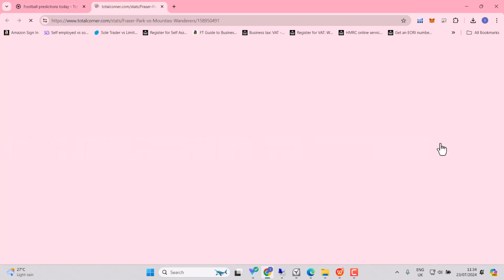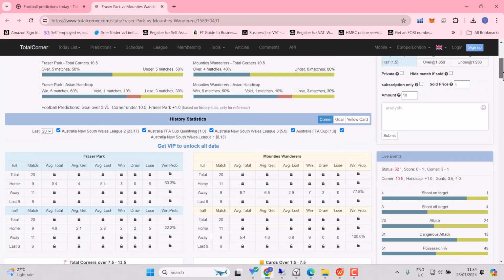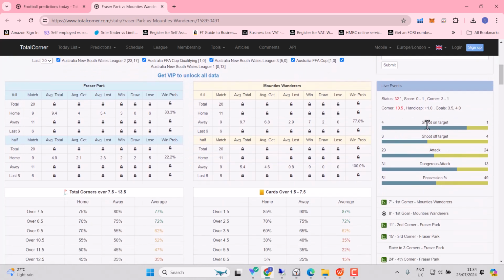Go to the stats section here. And this is the negative about having a free stats feed. You get your shots on target, shots off target here. 4 shots on, 3 off, compared to 1 shot on, 4 off. Who do you think's the dominant side here? And you can see the score at 0-1.